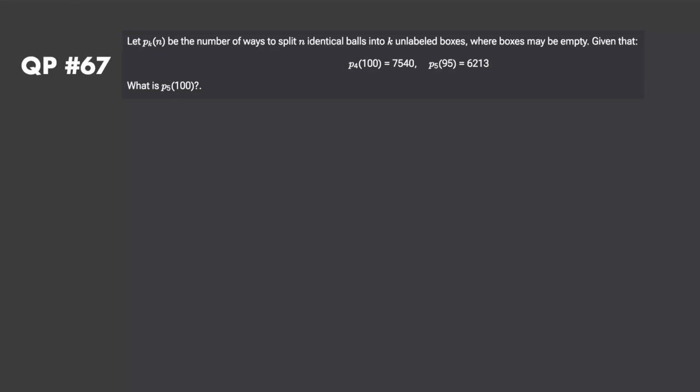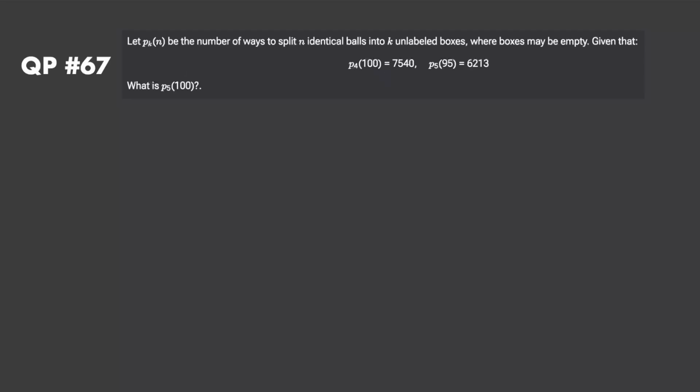Hello everyone, today let's take a look at Quantipus number 67, another integer partitions question. Let p sub k of n be the number of ways to split n identical balls into k unlabeled boxes, where boxes may be empty. Given that p sub 4 of 100 is this number and p sub 5 of 95 is this number, what is p sub 5 of 100? This question demonstrates probably the only interesting property of integer partitions, that there's some type of recurrence relation. So let's look at what we're given here.